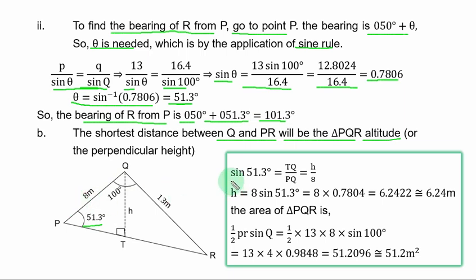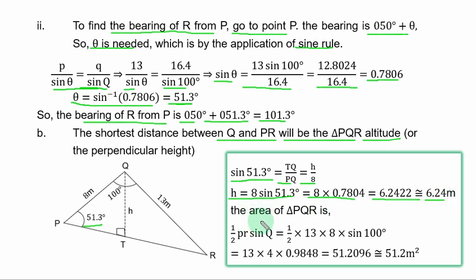You must have sine 51.3 degrees equal to opposite TQ over hypotenuse PQ. That is h over 8. Multiply through by 8 to clear the fraction. You have it in this form. After simplification, you have this. To 3SF, you have 6.24 meters as the shortest distance between Q and P arrow.